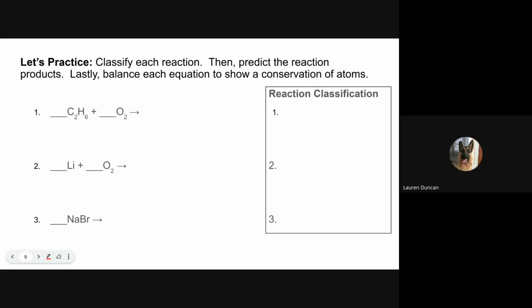Synthesis, decomposition, combustion. And then we're going to balance them to show a conservation of atoms, that we're not creating or destroying any atoms over the course of any chemical reaction ever. All right, number one, let's check it out.